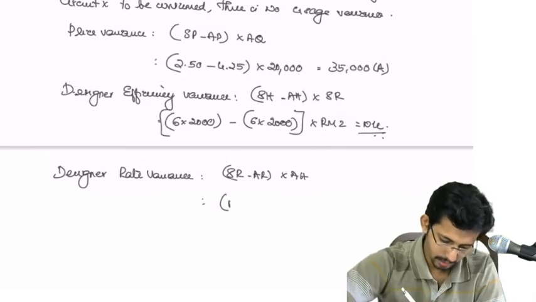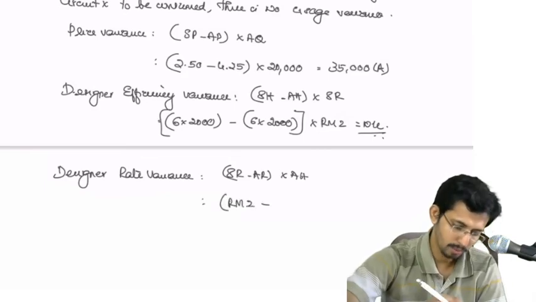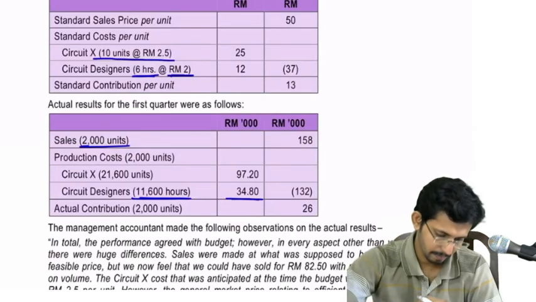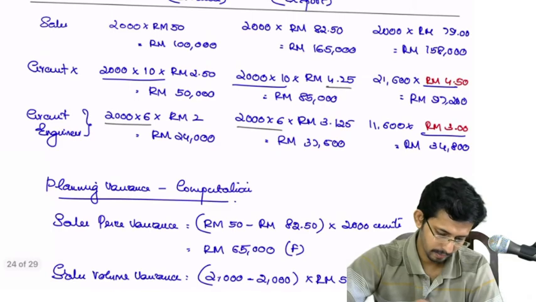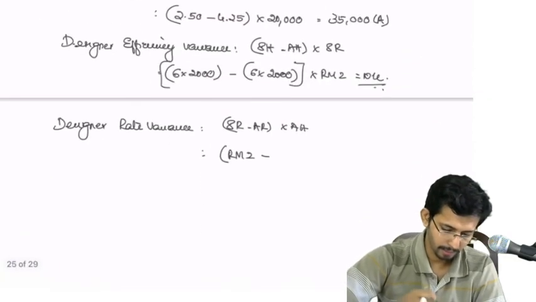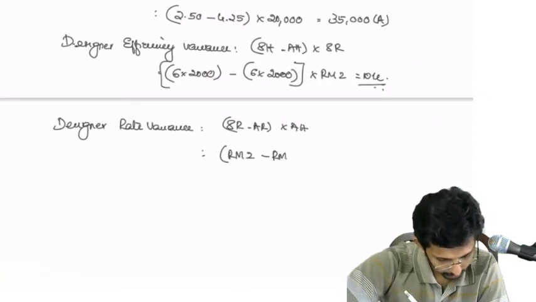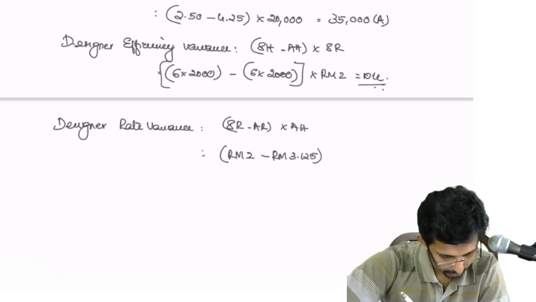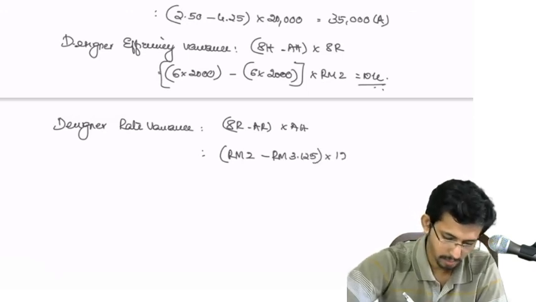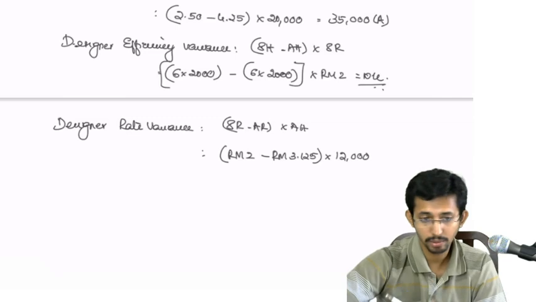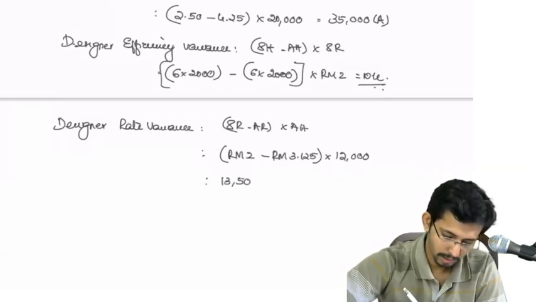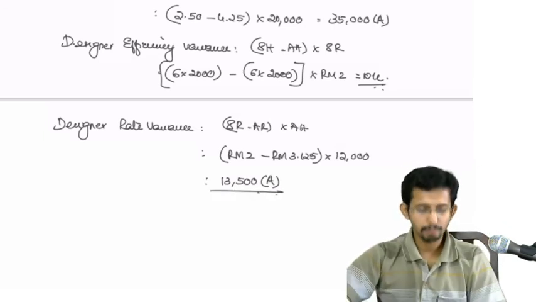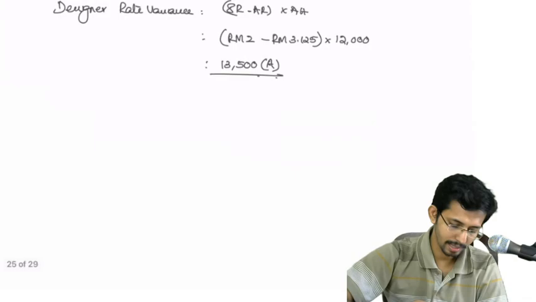SR is RM2 minus AR. AR is 3.125 into 12,000. That is equal to 13,500 adverse. So that's all with planning variance. Now next is operational variance.